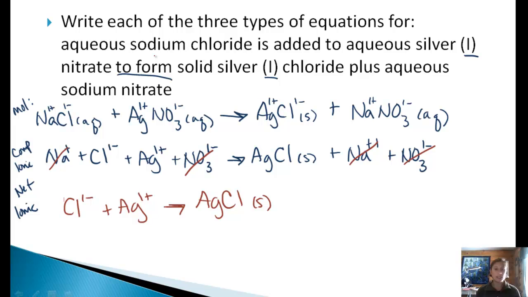You can list your ions in any order because as I broke them apart, chlorine was listed first. That's completely fine. You don't have to list the cation first and then the anion second because here they're just ions. It only matters when it's in a compound.